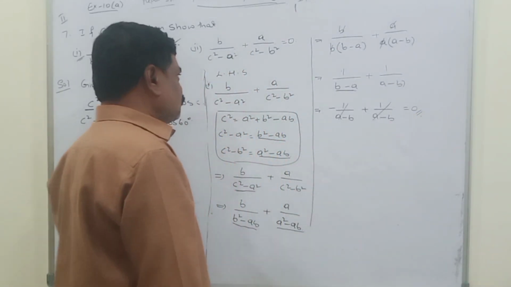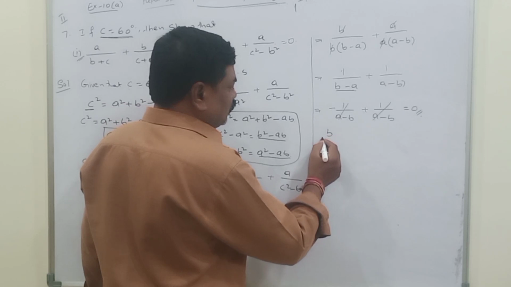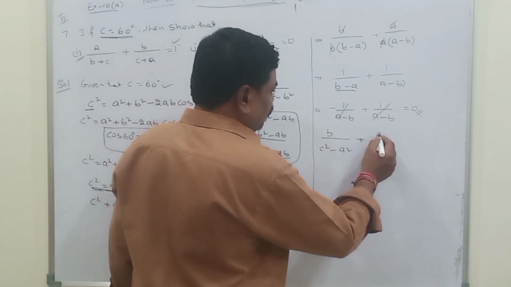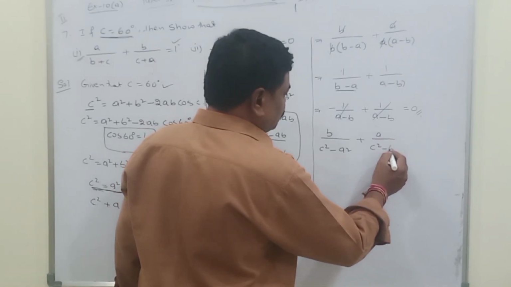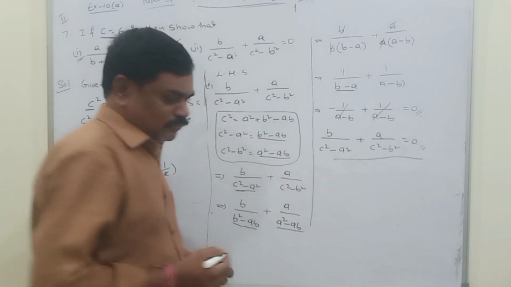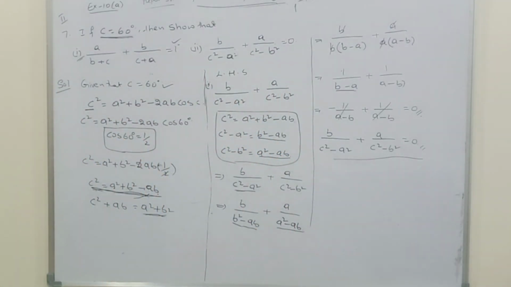Then what do we conclude? That B by C square minus A square plus A by C square minus B square is equal to 0. This is the conclusion. Okay, all of you.